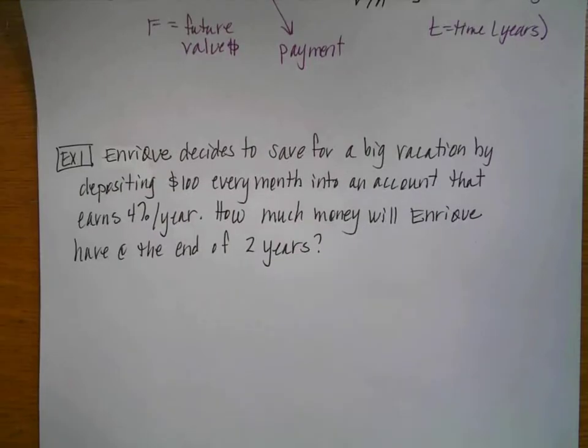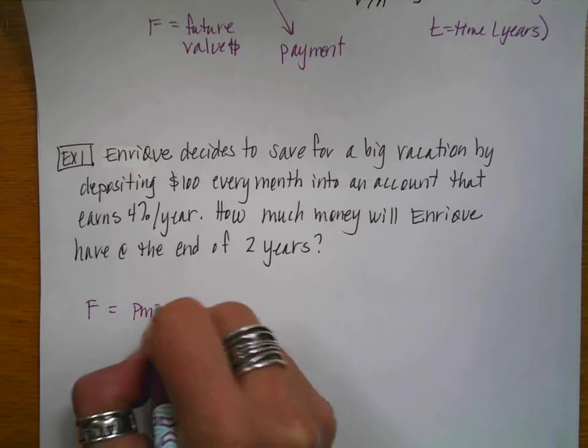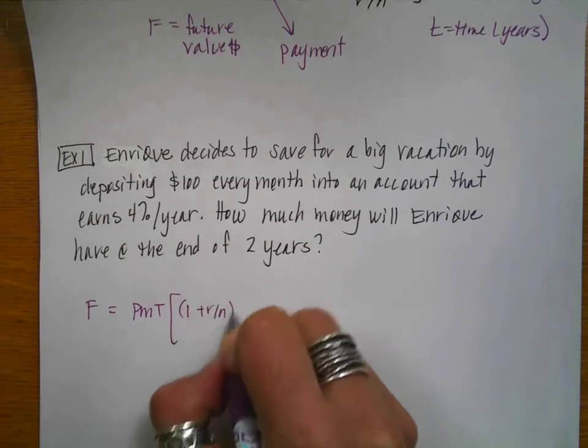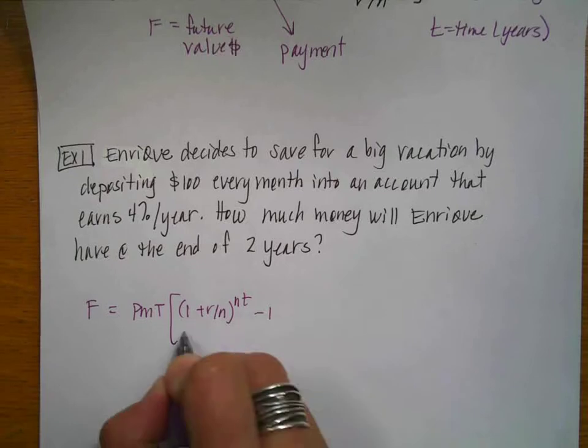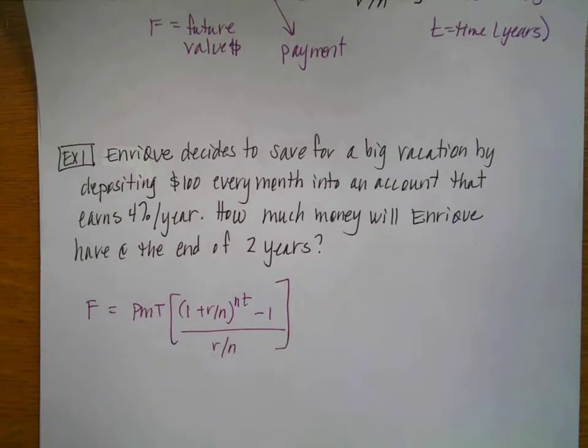So Enrique is going to decide to save for a big vacation by depositing $100 every month into an account that earns 4% per year. How much money will Enrique have at the end of 2 years? So let's write down our formula. So F is equal to the payment times 1 plus R divided by N raised to the NT minus 1 over R divided by N. So this formula looks scary, but it's really not.